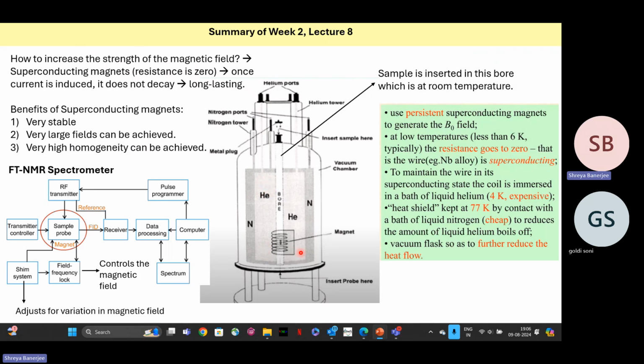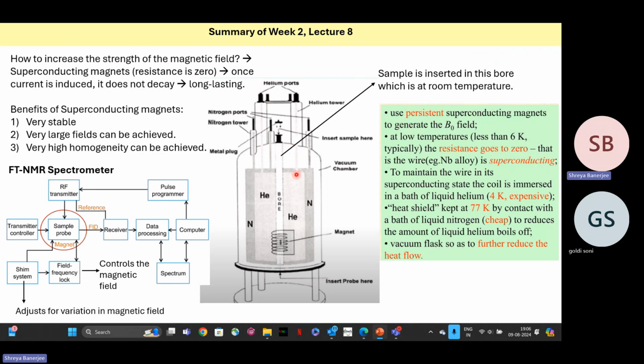So in order to prevent the liquid helium from evaporating, there is a layer of liquid nitrogen around the liquid helium. Now, liquid nitrogen has a temperature of 77 Kelvin, so it is not low enough to make the magnet superconducting. But because of the low temperature maintained by the liquid nitrogen, a kind of heat shield is formed. That is, the liquid nitrogen is keeping the liquid helium cold and preventing it from boiling away. After that, there is a layer of vacuum. This is again to further reduce the heat flow.